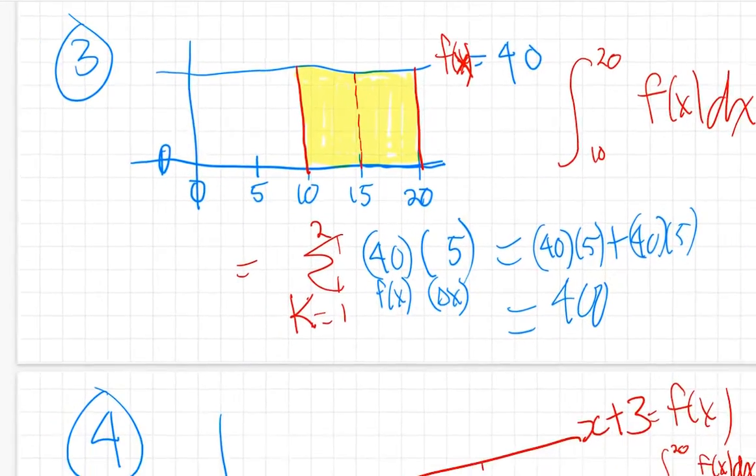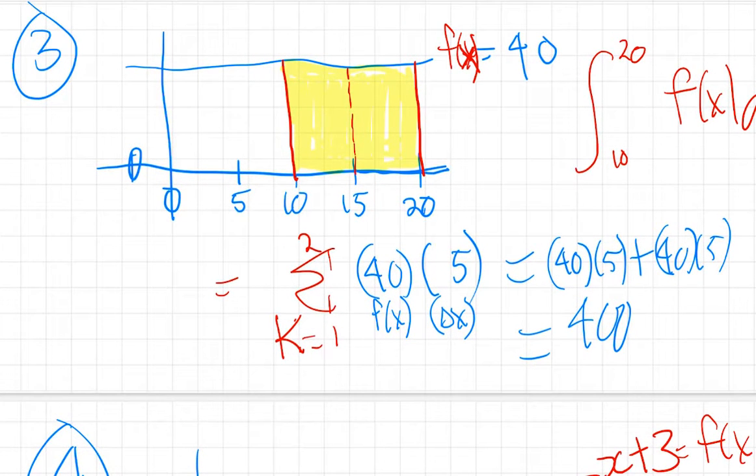Okay, so here's how we do an integral. This is a pretty simple integral to do, right? The area from 10 to 20. And the f of x, the y value all along here, is 40. So we know really easily this is going to be 40 tall by 10 wide. 400 is the area. But how would we do this with a formula?